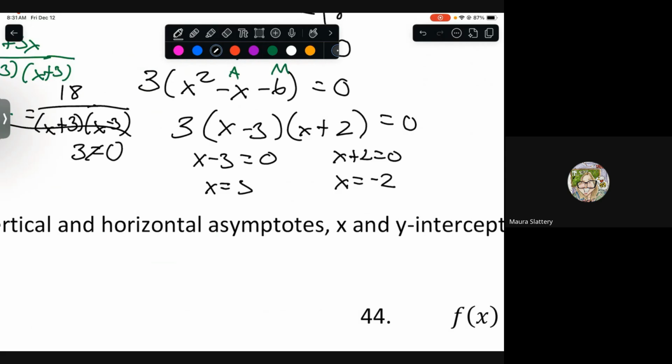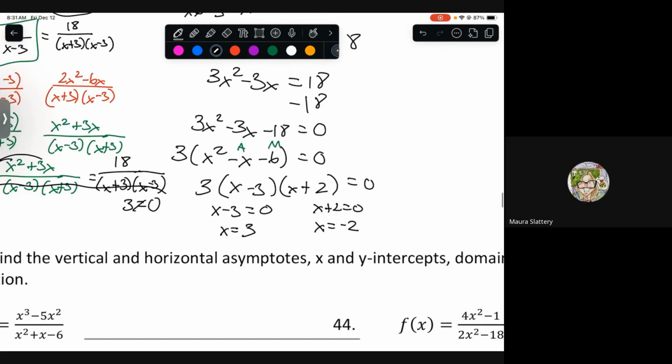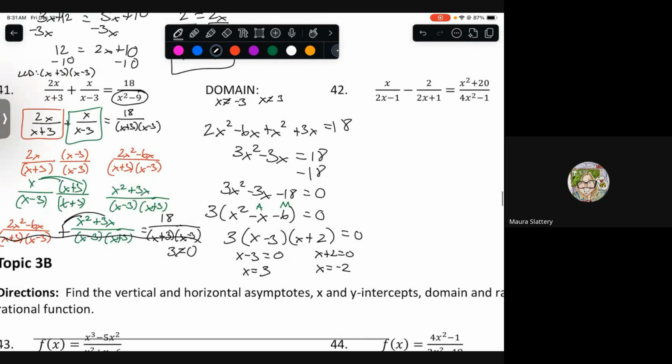Now, before I say these are both good answers, what I need to do is check to see if either of them are part of my domain restriction. And we already said that x cannot be equal to 3, right? So this is a bad solution, and my only good solution is negative 2.